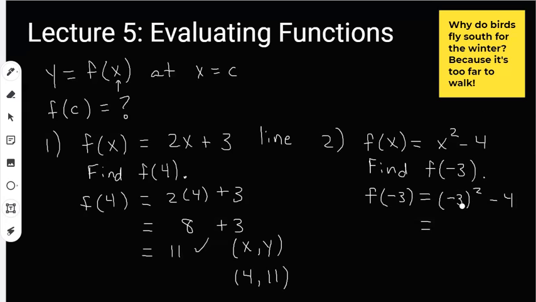Okay, so now I have negative 3 squared. That's going to be negative 3 times negative 3. That's going to give me a positive 9. And then I bring down the minus 4. And then 9 minus 4, in the end, that's going to give me 5. So one of the points on this function is going to be (negative 3, 5). I always put the x first and the y second. Okay? So the answer for that one is going to be a positive 5. So all I'm doing is taking the function and replacing the variable x with a number. And whatever that number is that they give me, that's what I'm going to put in for x.